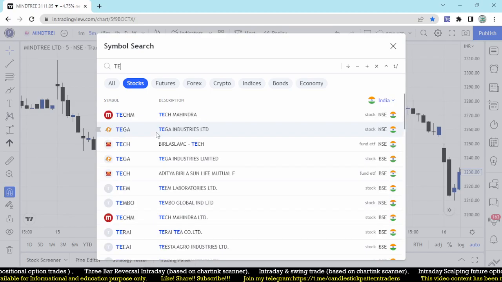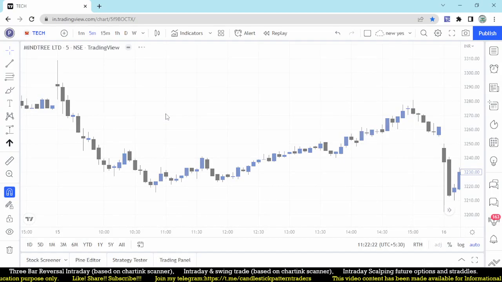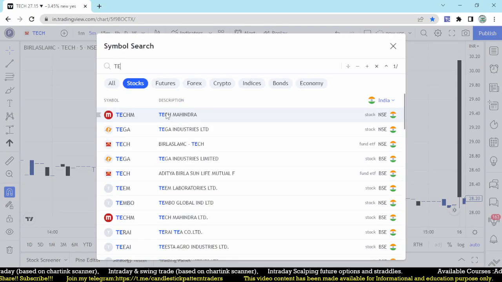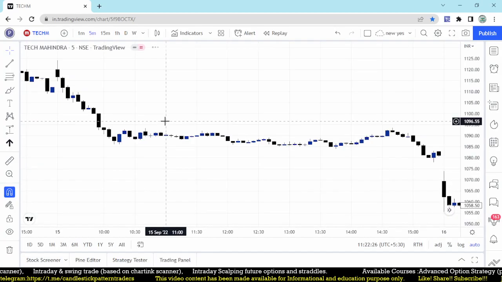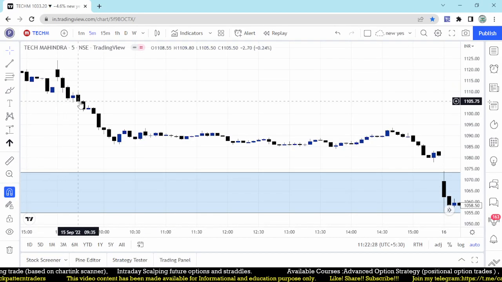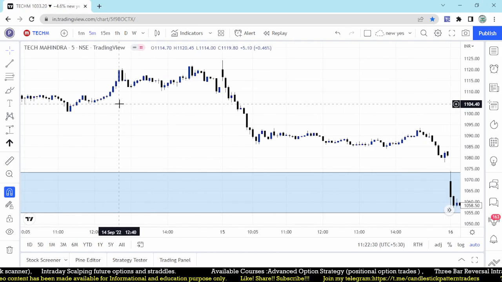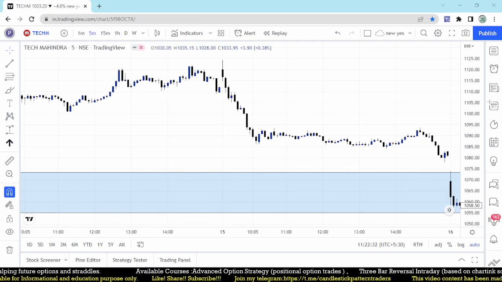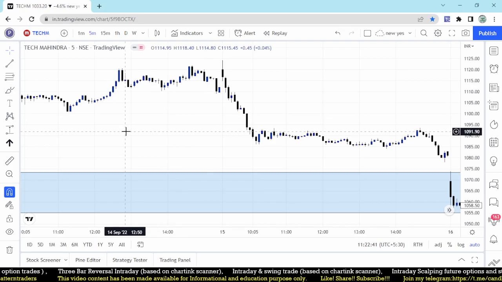And TechM, that is also forming such a kind of pattern. This was TechM 1 2 3, when it is broken down, not only about the day, and we'll go for previously what are the stocks which we are going to find out, because it never repaints on the scanner. So I'm going to check it out on 14th.